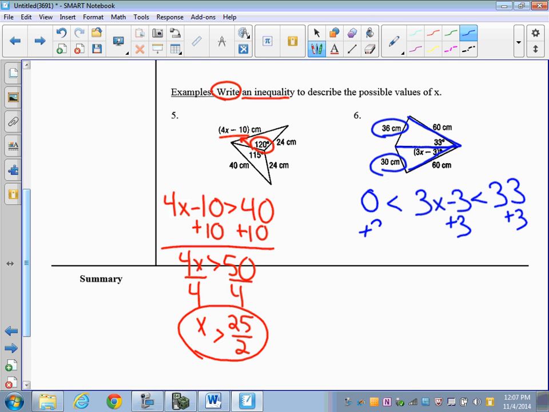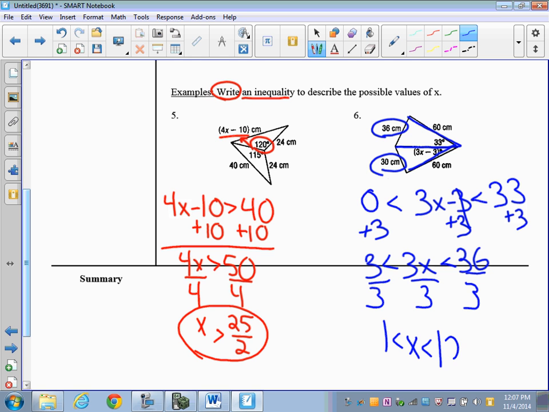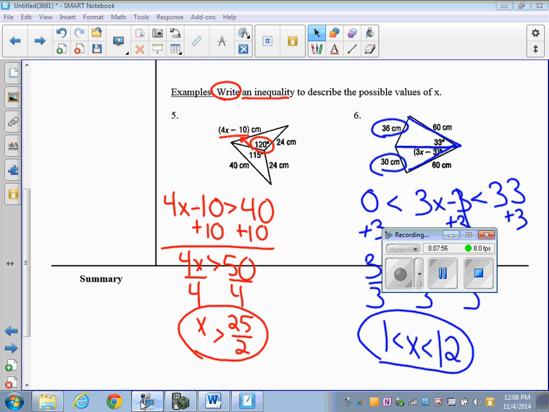In order to solve for this, I just add 3 to each side. I get 3 is less than 3x, which is less than 36. And then I divide by 3. So I have 1 is less than x, which is less than 12. And that's it. I wrote an inequality to describe the possible values of x. That's what the directions said. Please come to class prepared with any questions you might have on this section.